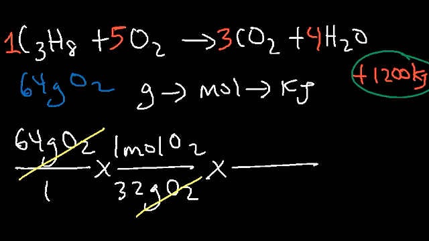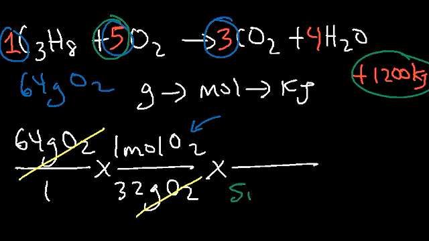So if 1 mole of propane reacts, 1200 kilojoules of heat energy will be released. Now, if 5 moles of O2 reacts, 1200 kilojoules of heat energy will be released. If 3 moles of CO2 is produced, that's going to correspond to 1200 kilojoules. So what you need is the kilojoule per mole ratio. Since we're dealing with oxygen, the 5 is important to us. So for every 5 moles of O2 that reacts, 1200 kilojoules of heat energy will be released.